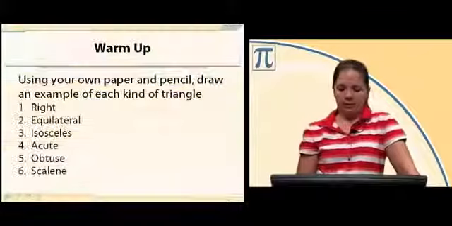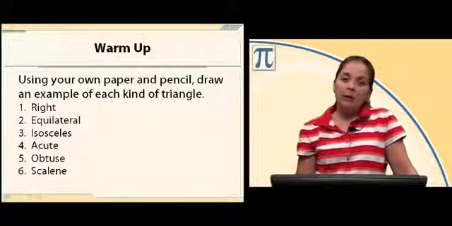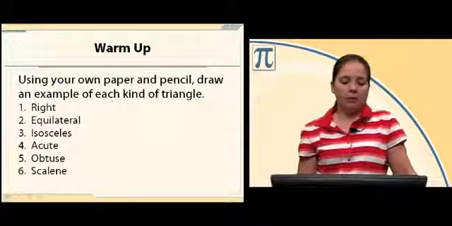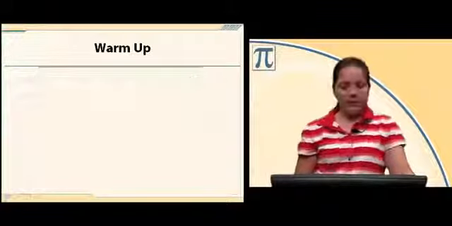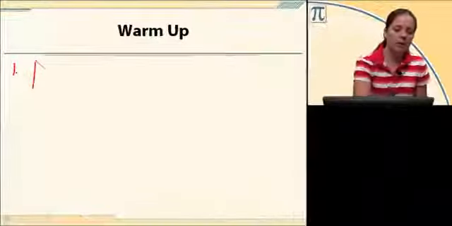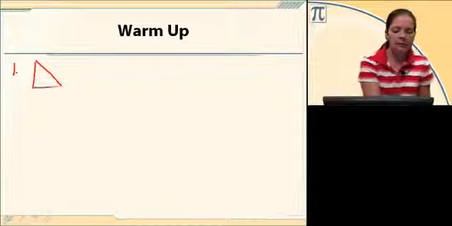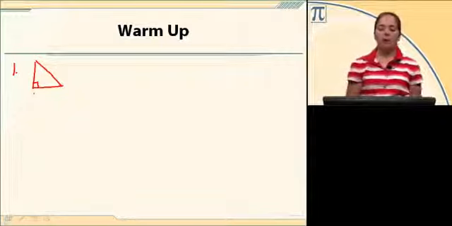Points in triangles. Let's start with the warm-up. We're going to draw a right triangle, equilateral triangle, isosceles triangle, acute triangle, obtuse triangle, and a scalene triangle. So let's start with that first one, a right triangle. Right triangle means that one of the angles is 90 degrees, so two of those sides are perpendicular to each other. There's an example of a right triangle.